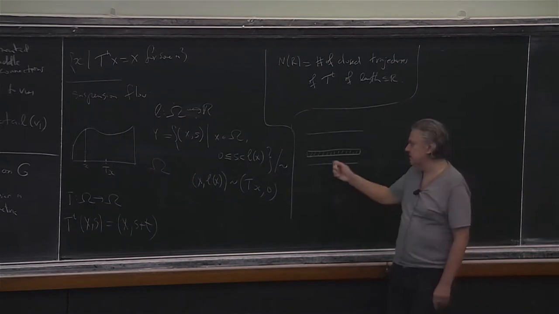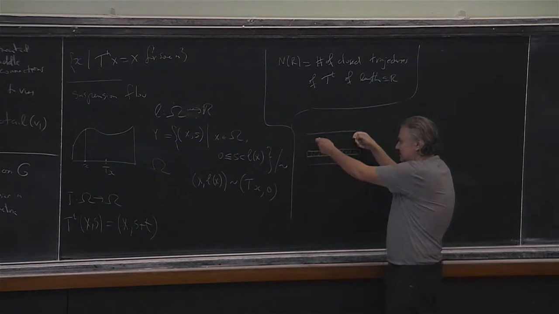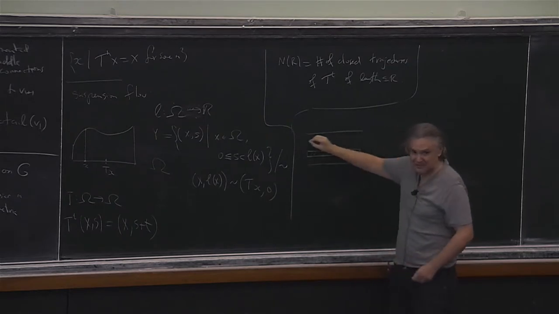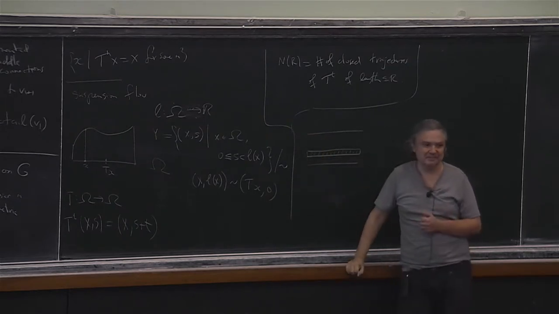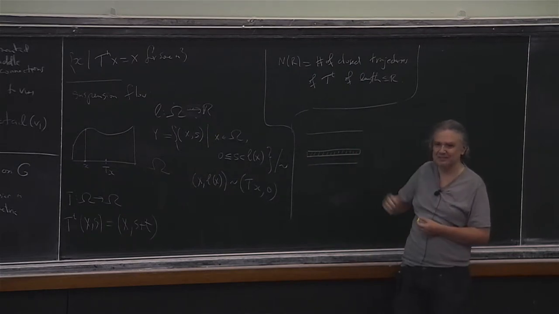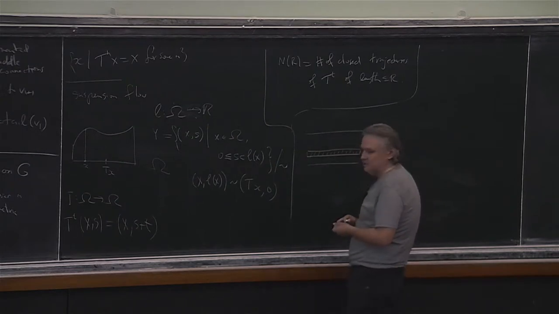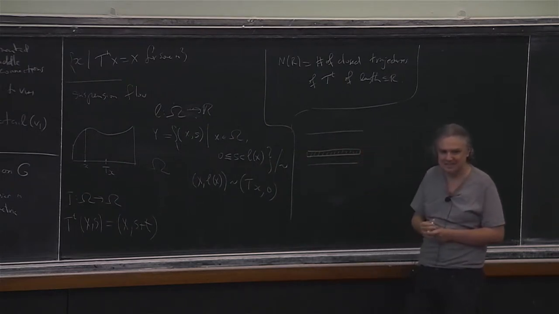Right. So if I start with this set, and I start moving it by the flow, it's always going to look like this, right? It's going to just start moving around. That violates mixing. It's not going to be spread all over, right? It's going to stay like a horizontal line forever. So in this case, if the roof function is constant, this thing is not mixing.